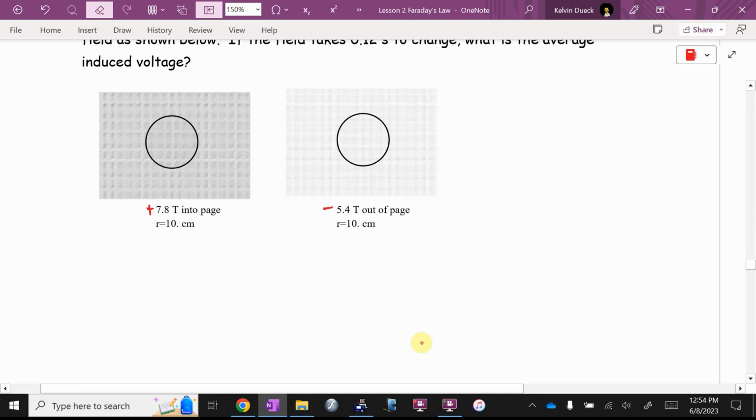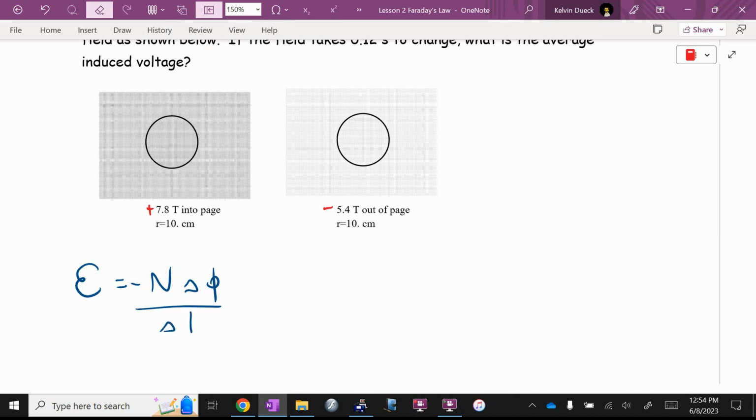What are they asking me to find, Ethan? It's going to be Faraday's law, negative n change in flux over change in time. What's n, Ethan? How many coils? 100. What's delta t? 0.12. You know what? We're going to have to find change in flux. I'm going to do that over here. What's change in anything? Yeah, and this time neither of these is a zero, so we're going to have to do some crunching.